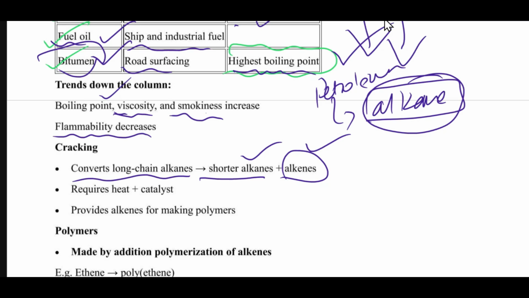So how can we make the alkenes and smaller alkanes? Through the process of catalytic cracking. So it requires heat and a catalyst. That's why we call it catalytic cracking. Cracking means to break them down. And to break anything, we have to supply heat, right? And catalytic means it needs a catalyst. So catalytic cracking will always require heat and a catalyst. So it will provide the alkenes for making the polymers.